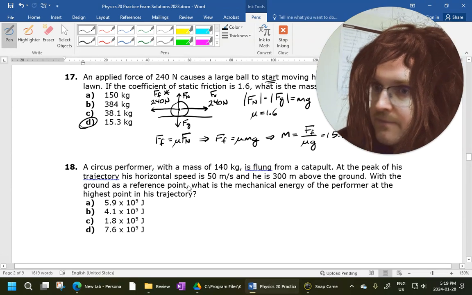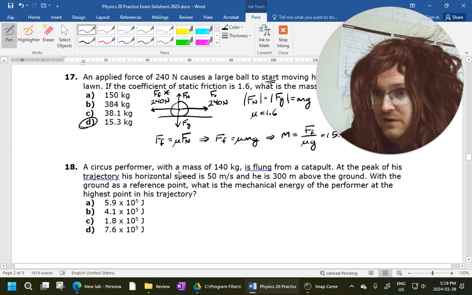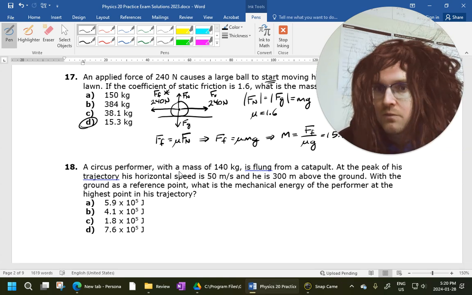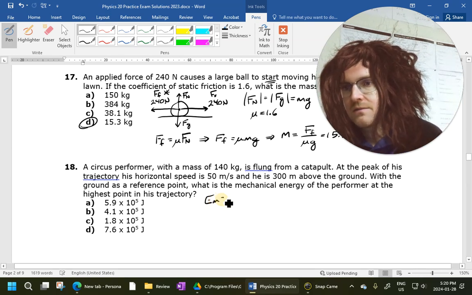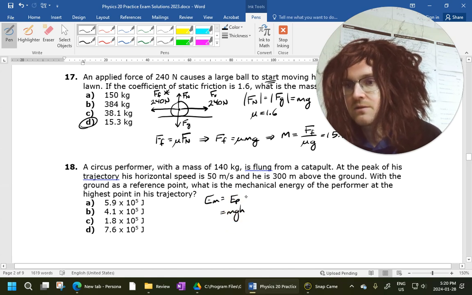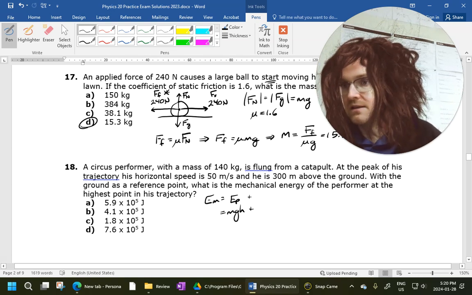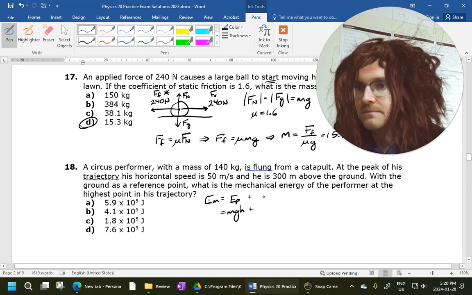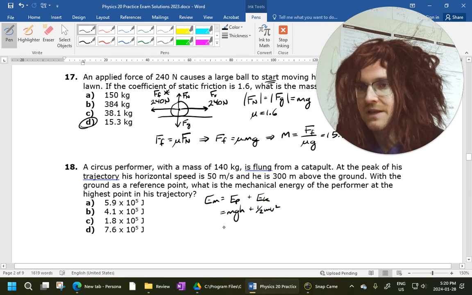Okay, a circus performer with a mass of 140 is flung from a catapult. At its peak of trajectory, it's moving horizontally 50 meters per second, and he is 300 meters above the ground. With the ground as a reference, so that's good. What's the mechanical energy? So remember, the reason we need a reference point is because our EP, which is calculated by going mgh, really depends on where you're measuring from, right? You could say the EP is 0 at the top if you wanted to. But we also, EM is also equal to EP plus EK, which is 1/2 mv squared. That doesn't need a reference, but we need the reference for the mgh part.